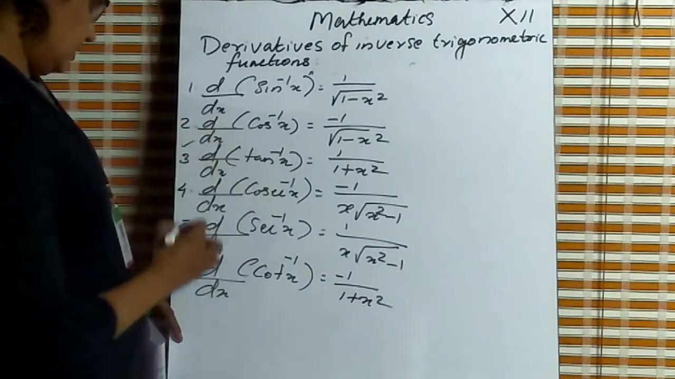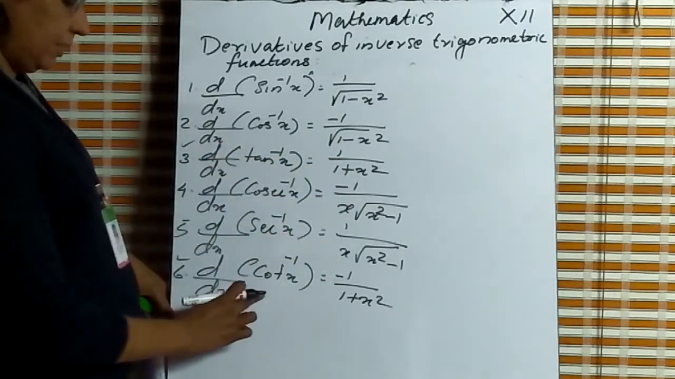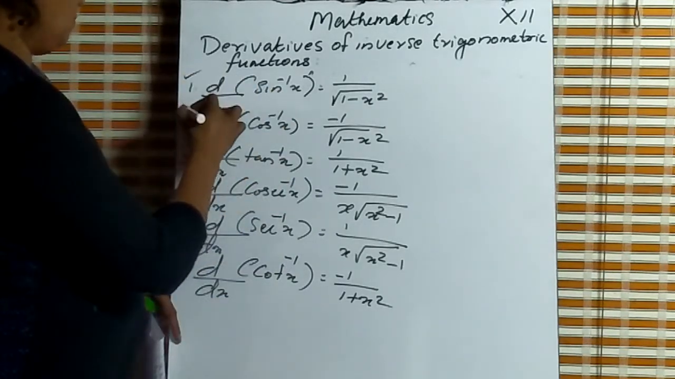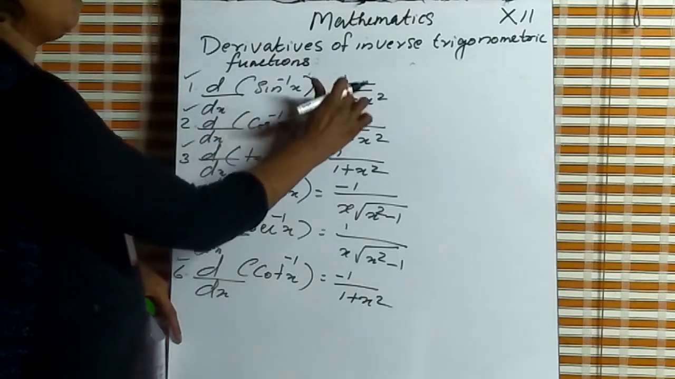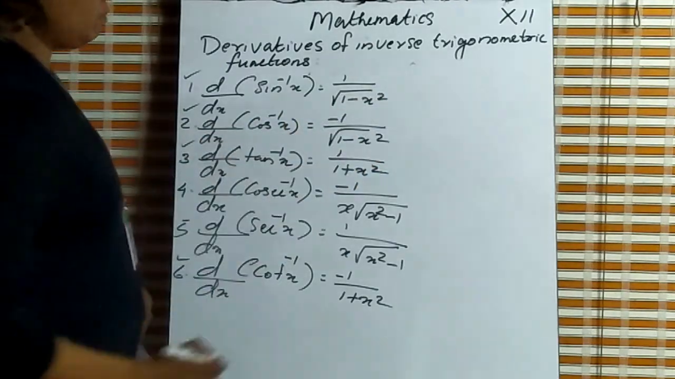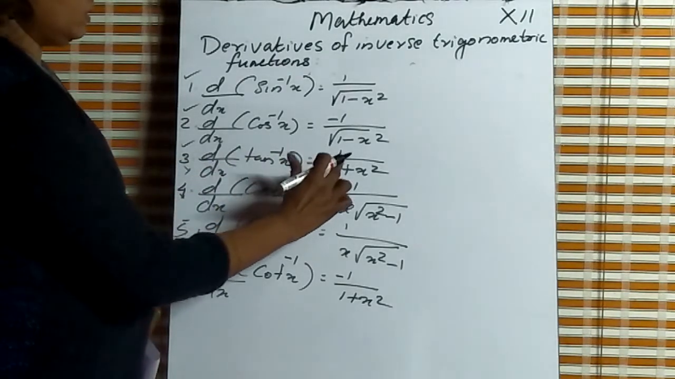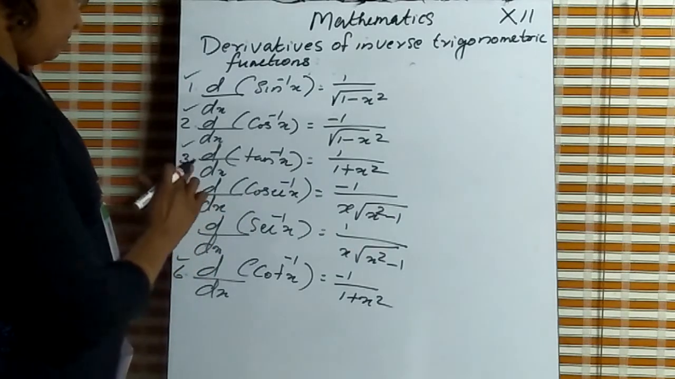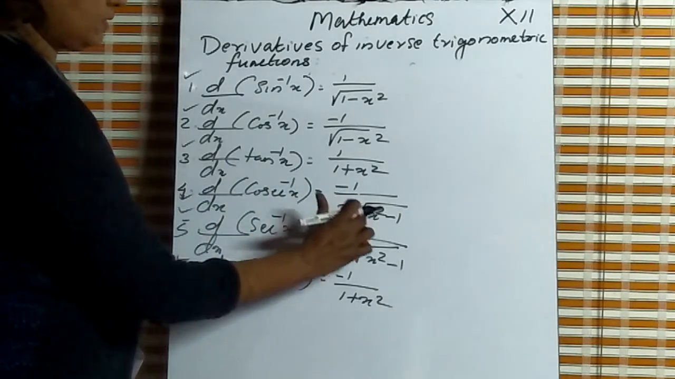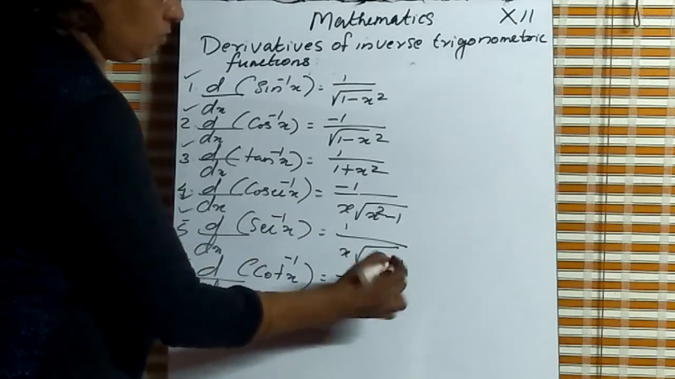Now d by dx of tan inverse x is 1 by 1 plus x square and d by dx of cot inverse x is minus 1 by 1 plus x square. And the first and second: d by dx of sin inverse x is 1 by root of 1 minus x square and d by dx of cos inverse x is minus 1 by root of 1 minus x square. Then fourth and fifth: d by dx of cosec inverse x is minus 1 by x into root of x square minus 1 and d by dx of sec inverse x is 1 by x into root of x square minus 1.